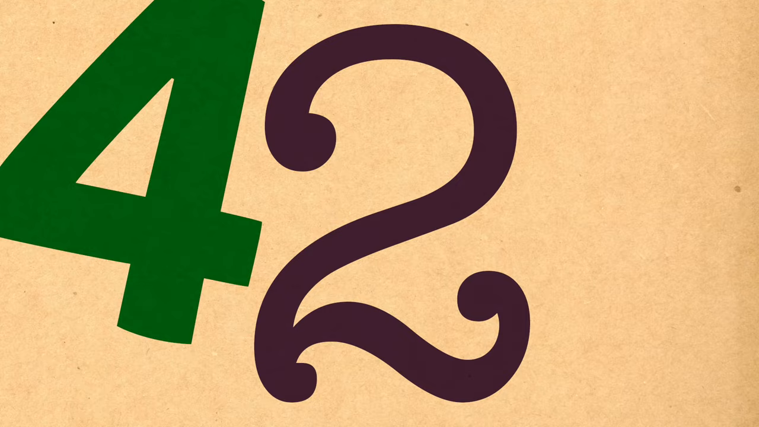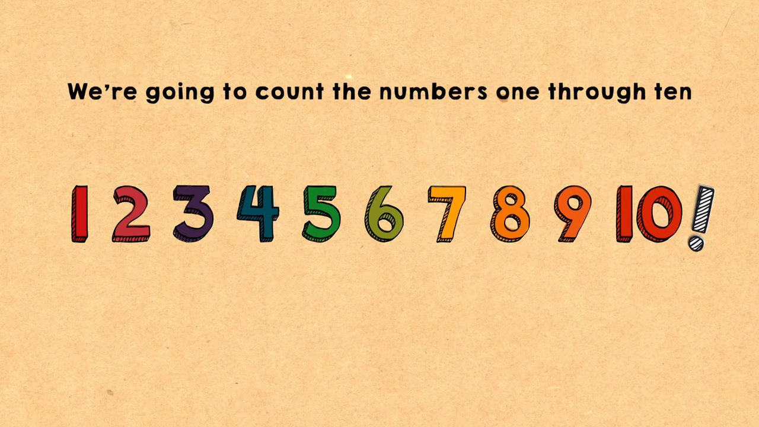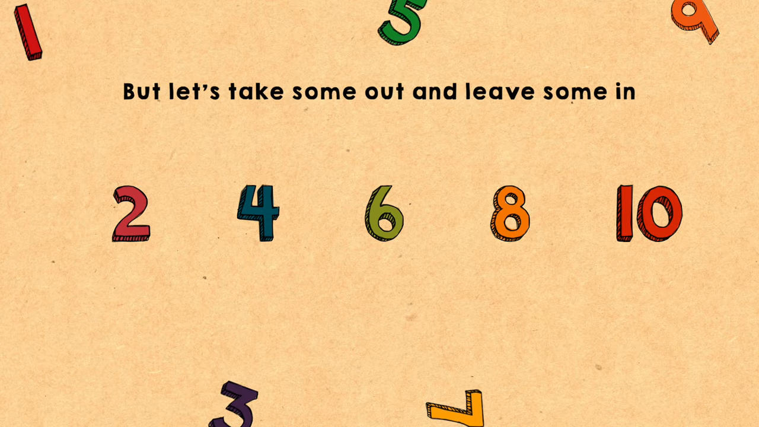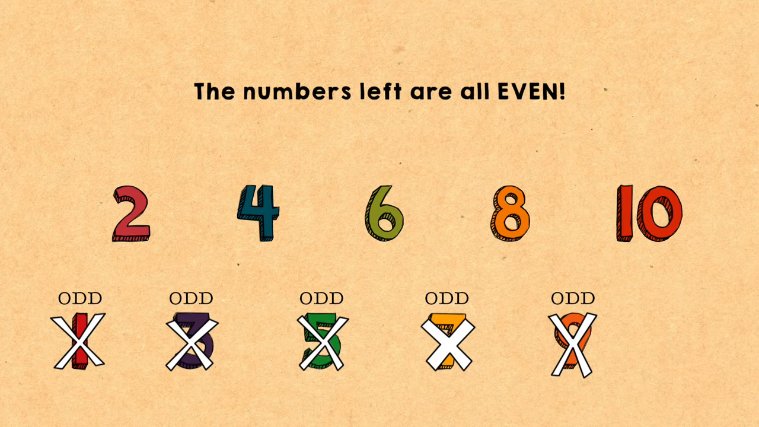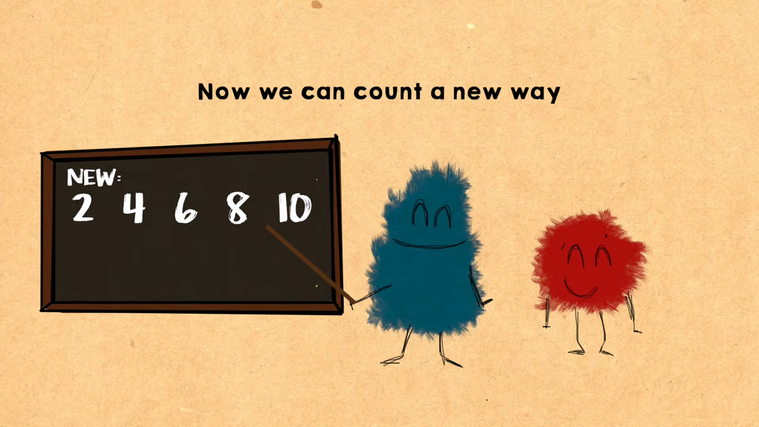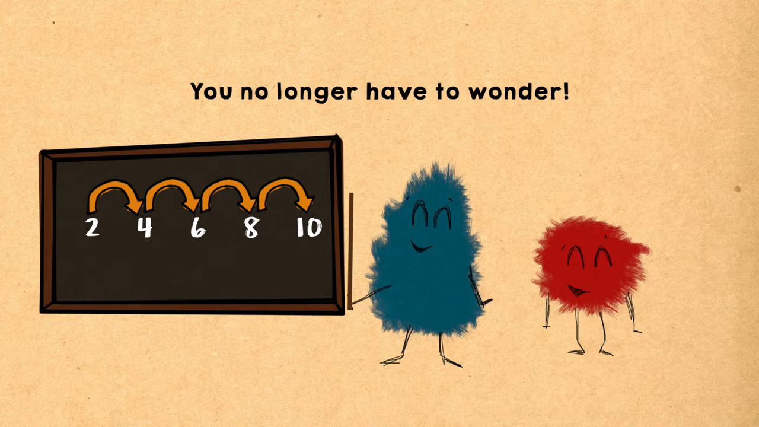Want to count the numbers 1 through 10, but let's take some out and leave some in. We're gonna cross out the odd ones. Now get this, it's awesome. The numbers left are all even. Now we can count a new way that's different than the old way. Skip every other number, you no longer have to wonder.